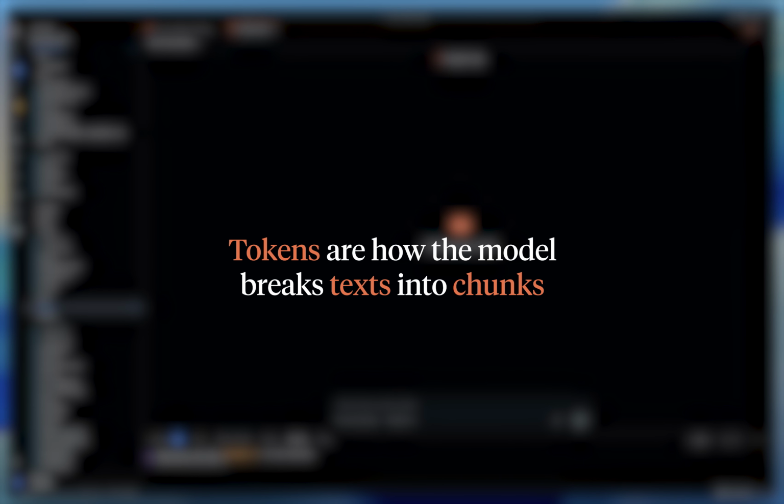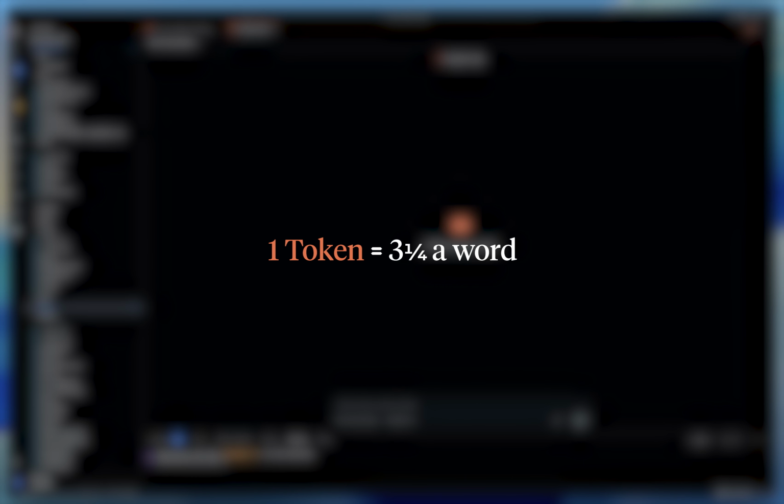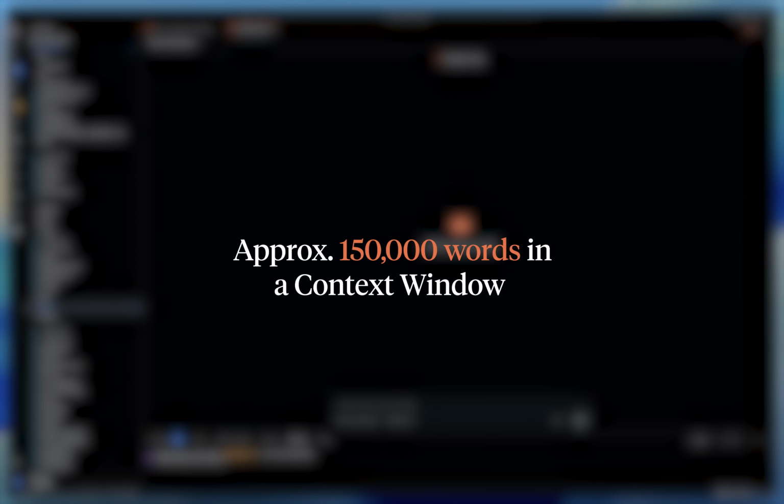Tokens are how the model breaks text into chunks. One token is about 3/4 of a word, which means the context window is going to be filled up with approximately 150,000 words. This might sound like a lot, but it fills up way faster than you'd think, especially when Claude is reading files, running commands, and generating responses. Every single thing eats into that 200,000.